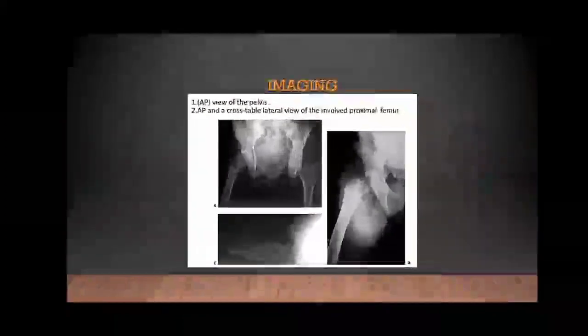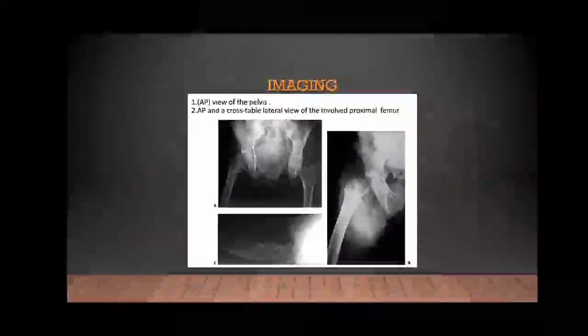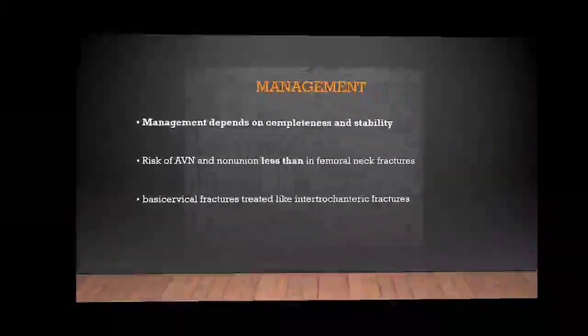We would like to do X-rays for these patients, the AP view of the pelvis and the cross-table lateral view involving the proximal femur also. In this X-ray you can see there is a displaced fracture of the intertrochanteric area, where there is a line crossing from the greater trochanter into the lesser trochanter.